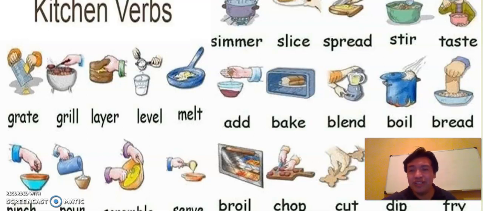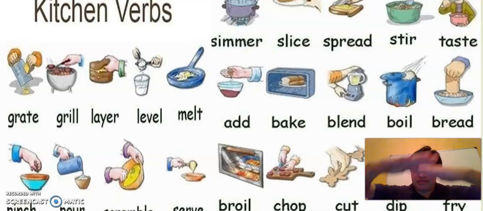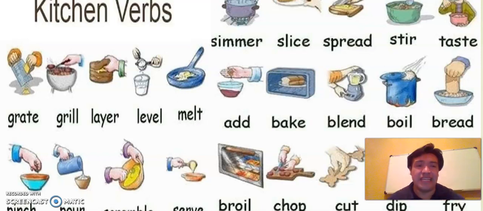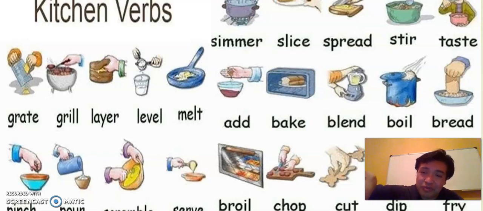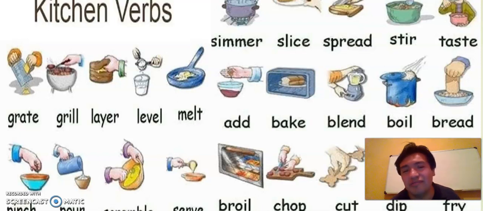Then we have layer. Layer is to put one ingredient over another, and you make layers. Then we have level. Level means to put things at the same height, like this. The next one is melt. Melt, well, that's easy. For example, you have a piece of ice. When there is heat on this ice, it becomes water, that is melt. Next verb is add. Add is to put something on the things you are cooking and so on.